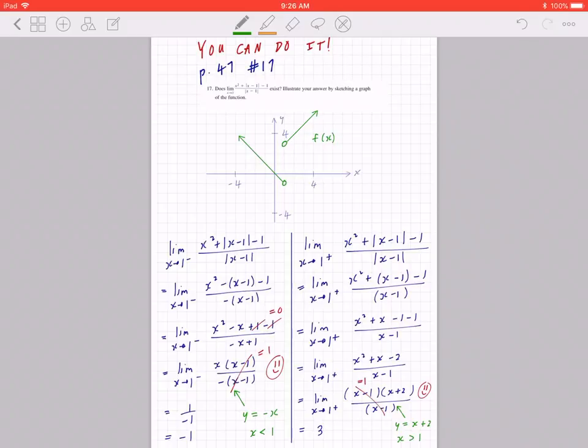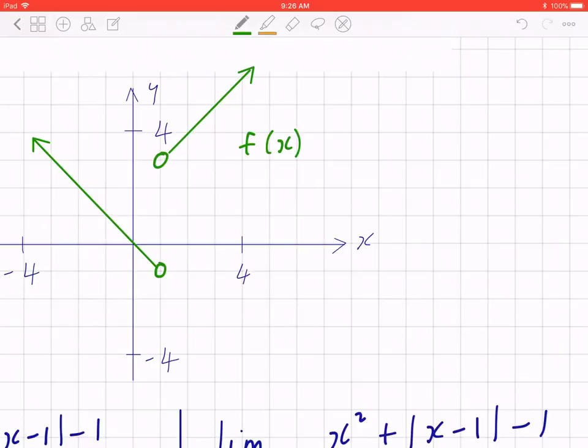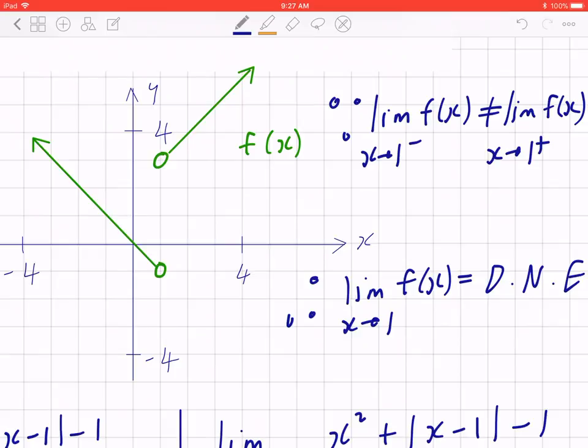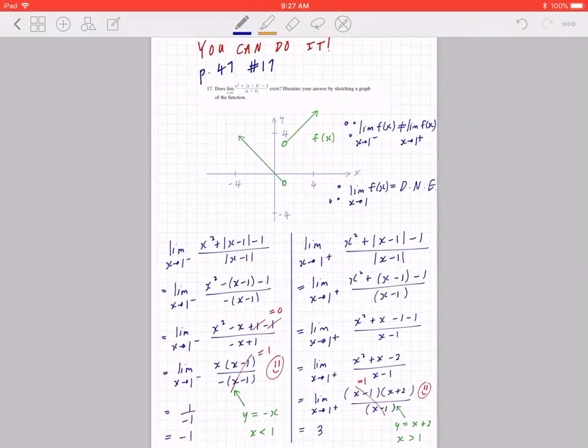Now, the question says, does this limit exist? So you check the left limit, it's negative 1. You check the right limit, it's positive 3. However, since the left limit does not equal the right limit, therefore, the limit of f of x as x approaches 1 does not exist. I hope this makes sense.